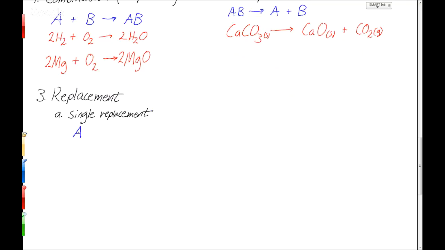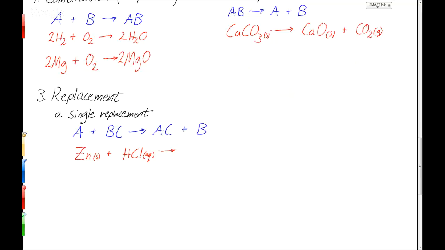Single replacement takes this form: something by itself, some element by itself, plus a compound, something with two things in it, switches. And one of the pieces of the compound ends up by itself. The one we're going to do on Tuesday is solid zinc reacting with HCl.